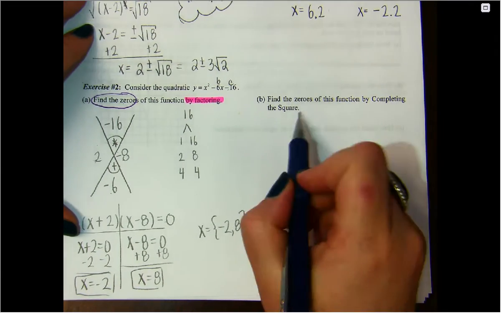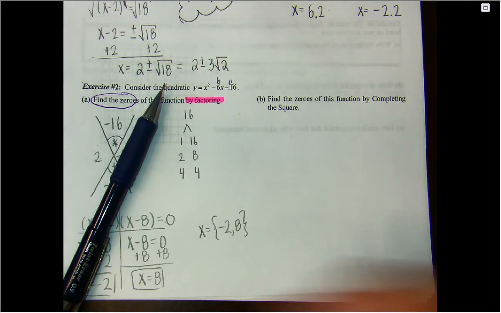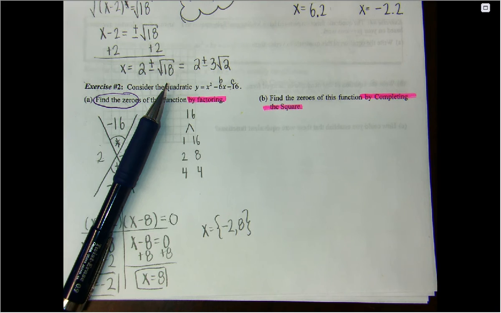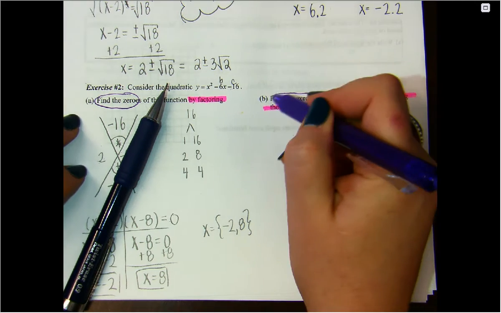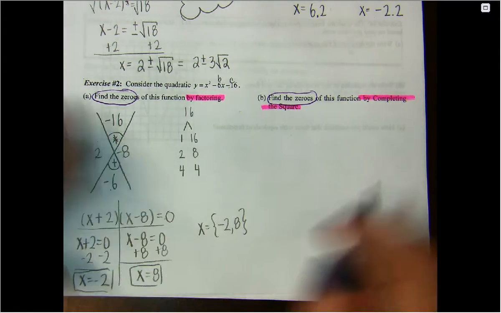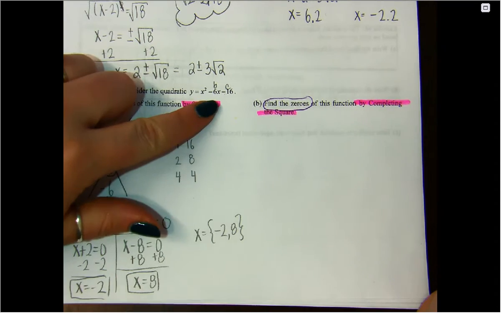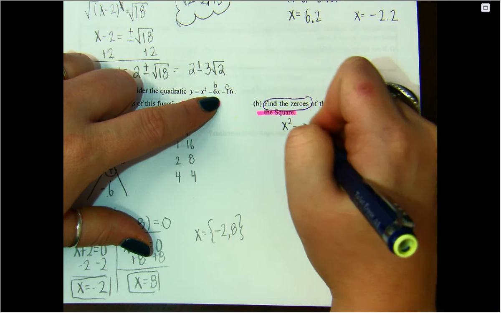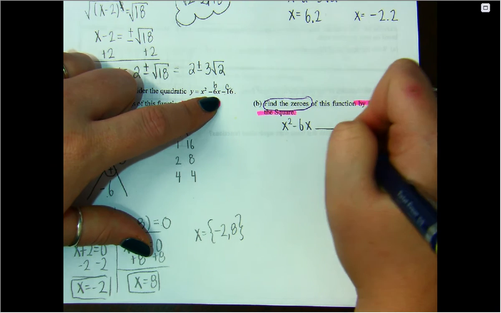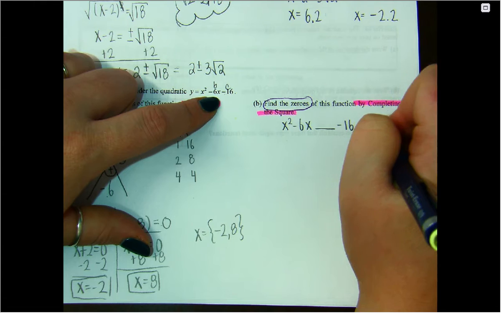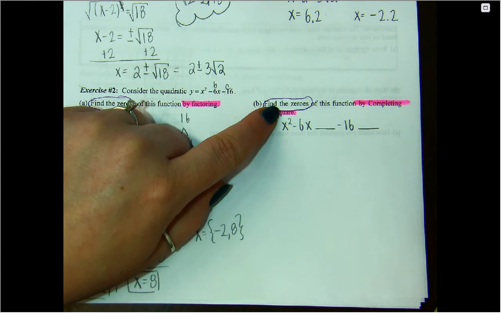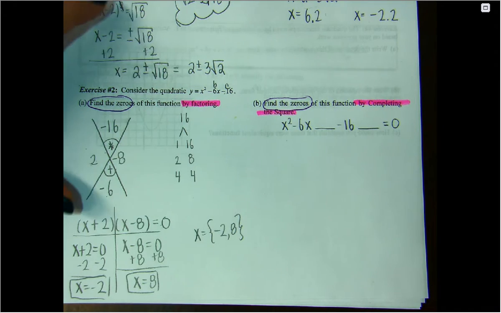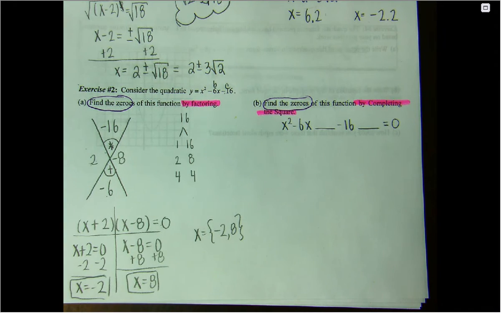All right, the next one we're going to do is find the zeros by completing the square. So to complete the square, if we recall, I'm going to have x squared minus 6x, leave a space, minus 16, leave a space. And if I'm finding the zeros, this thing has to be set equal to 0. Alrighty, so what are we looking for here?